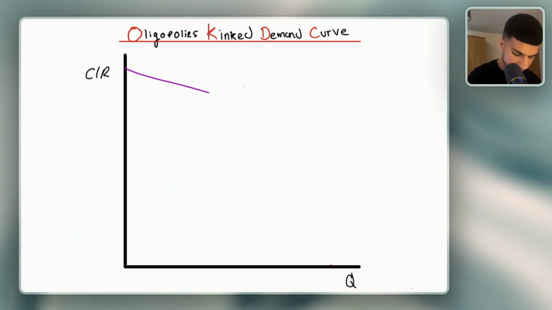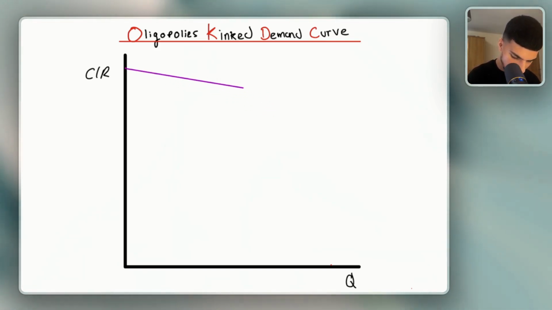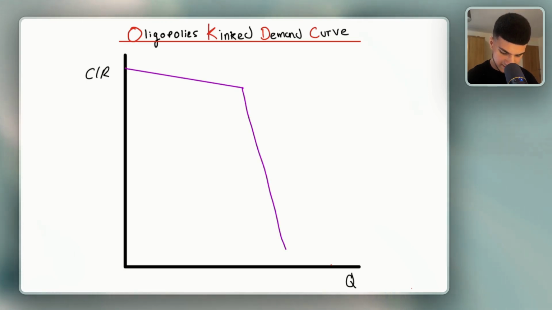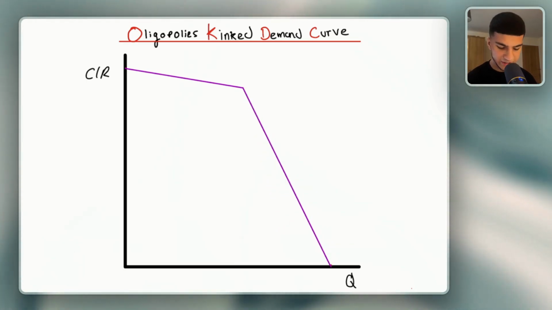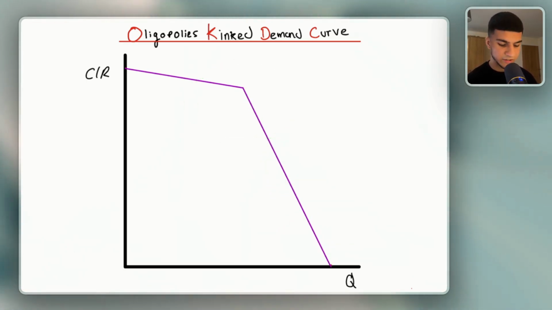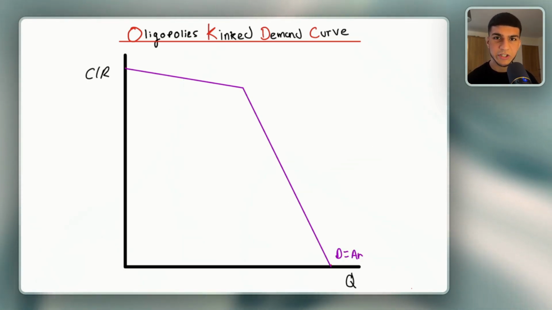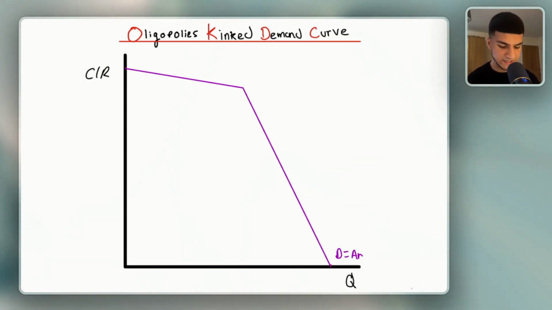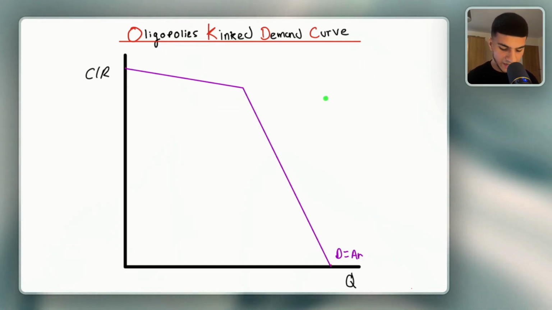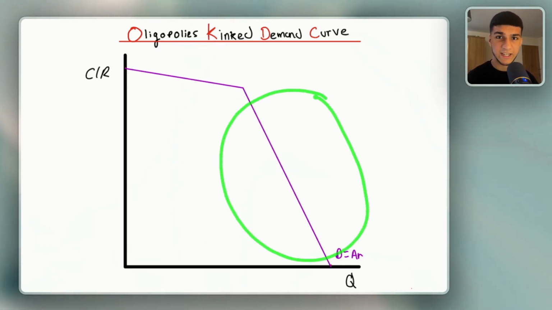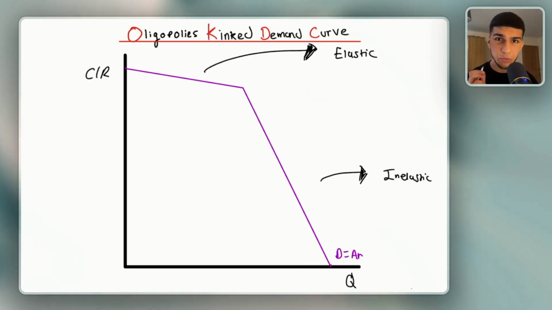So, the first section looks like this, and then our second section is like this. As you can see, the demand curve is kinked, and there are two separate sections to it. The way we would split these two sections is by their elasticities. So initially, as you can see, it's quite elastic, then as we move on, it becomes quite inelastic. Now, there's actually reasons for this.